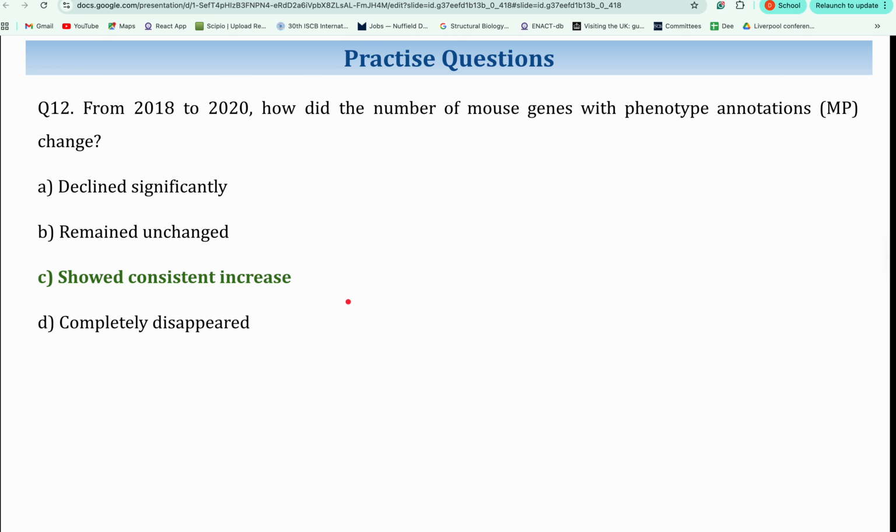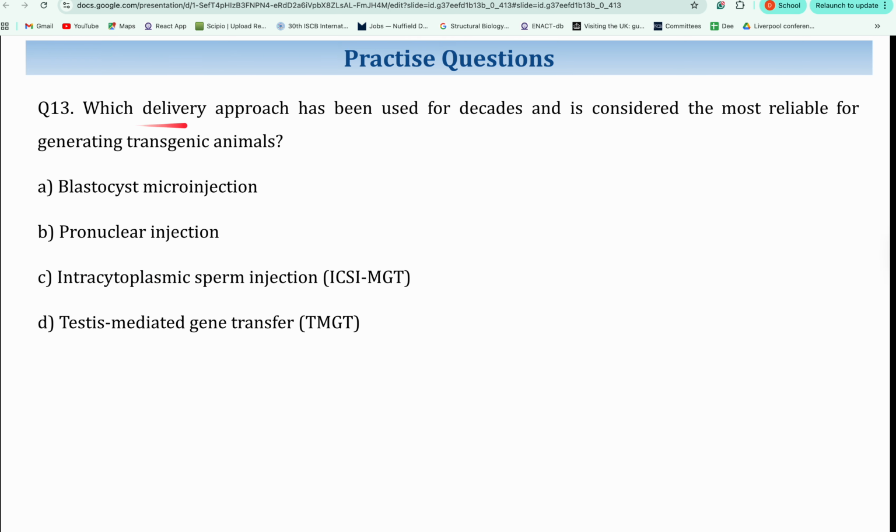Okay, so now let's move to the next question. Which delivery approach has been used for decades and is considered the most reliable for generating transgenic animals? Option A, blastocyst microinjection. Option B, pronuclear injection. Option C, intracytoplasmic sperm injection, which is ICSI-MGT. Option D is testis-mediated gene transfer, which is TMGT. So you need to tell which delivery approach has been used for decades and is reliable for generating transgenic animals.